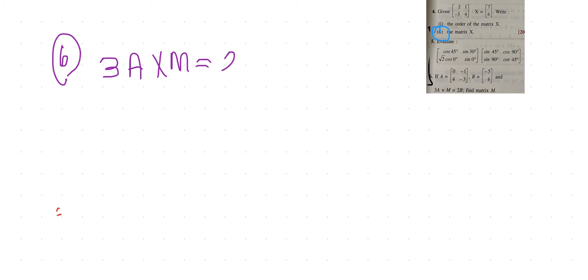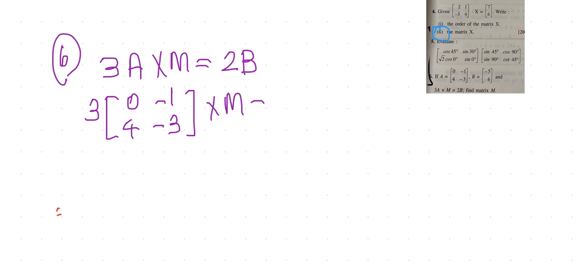For solving this, what you will be doing? First you will be finding out 3A. So clearly 3A will be 3 into 0, 4, minus 1 and minus 3. And matrix M you are taking as M, and this is equal to 2 into B matrix, which has been given as minus 5 and 6.